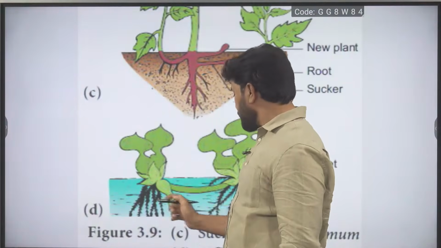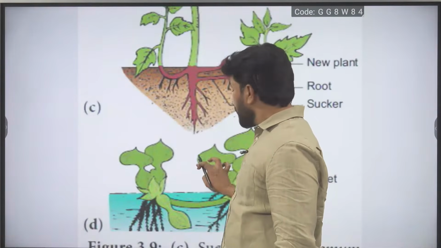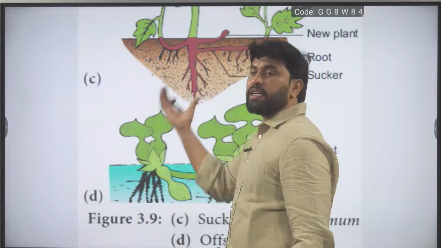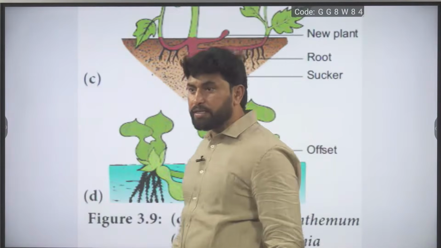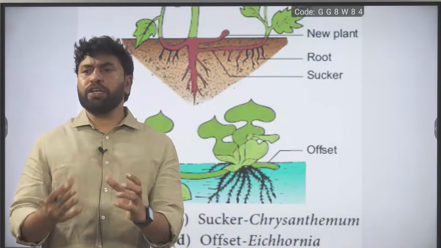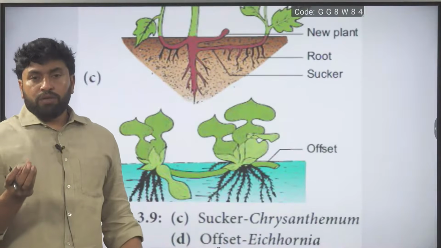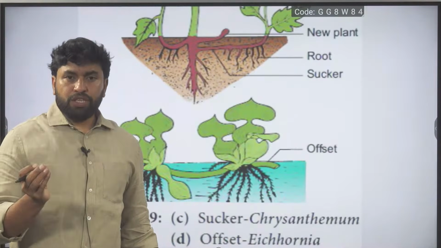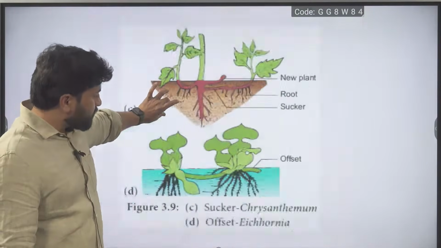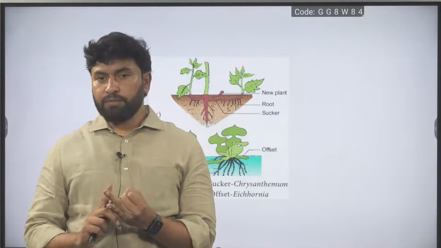By chance, if there is any breakdown of the stem between the two nodes, this area we call a runner, and it can grow like a new plant. This kind of mode of vegetative propagation is called runner. Those aquatic plants, pistia and eichhornia, are the best examples for runners. Is it clear? This is about stem and its modifications.